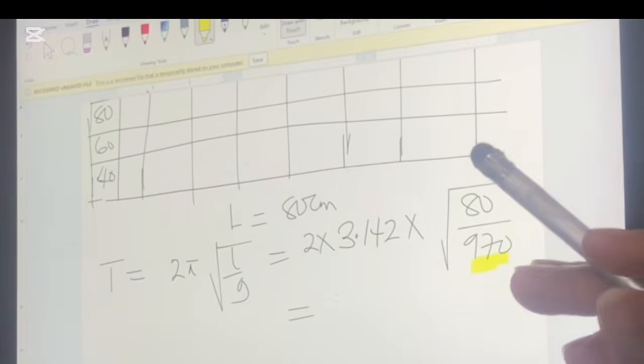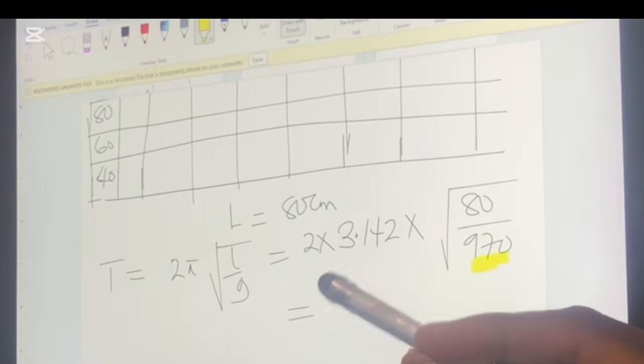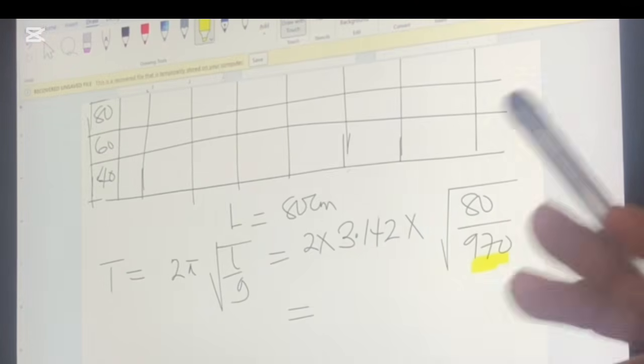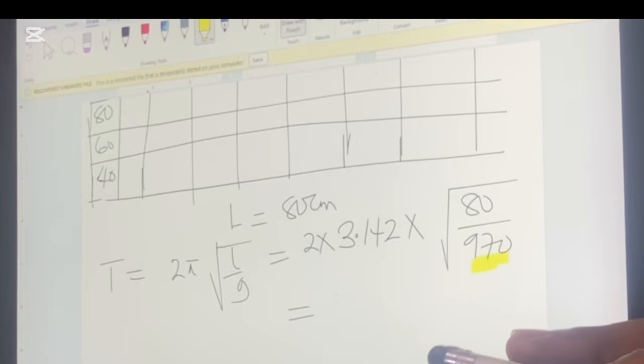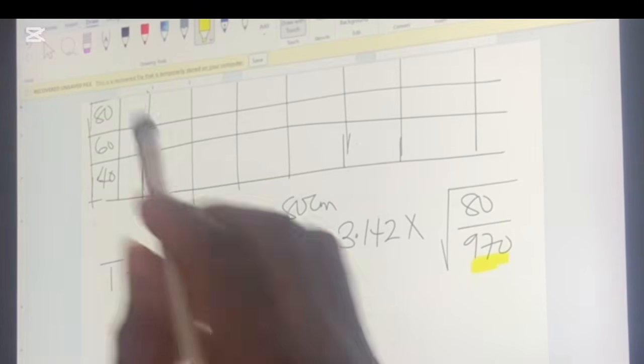Now in practicals, the values are not that important. What is important is the graph method. If you use maybe 980 cm per second square, or you choose any value of G, you still get the same pattern of graph. Please take note of that.